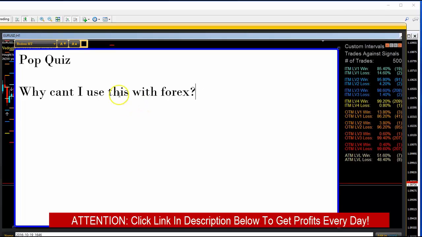Why can't I use this with Forex? Because Forex has no maximum loss level. They don't work like binaries. It doesn't work in Forex. You can add to a trade in Forex, but you don't have a fixed amount that you can lose. You can lose as much as the market moves. And as we looked in that British pound trade earlier, you can lose a lot.